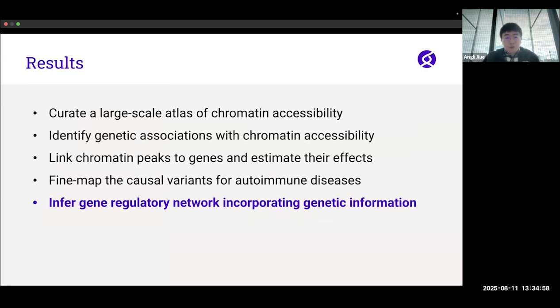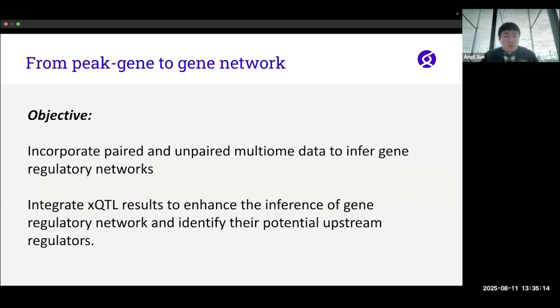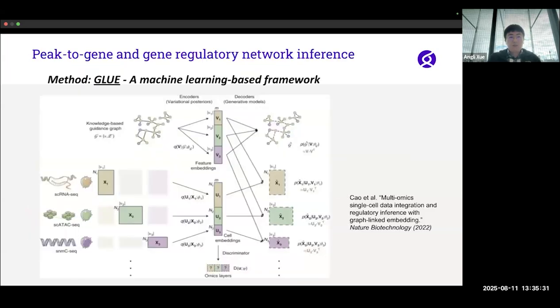So now we have used all this data to infer the regulatory mechanism from the genetic variants to the gene, to the disease. But then we're also wondering, when we have the multiome data, can we infer the gene regulatory network, which helps us understand the gene-gene interaction or their effect. So the objective of this part of the analysis is to incorporate both paired and unpaired multiome data to infer gene regulatory networks. And at the same time, can we integrate the QTL result to enhance the inference of the gene regulatory network and identify potential upstream regulators?